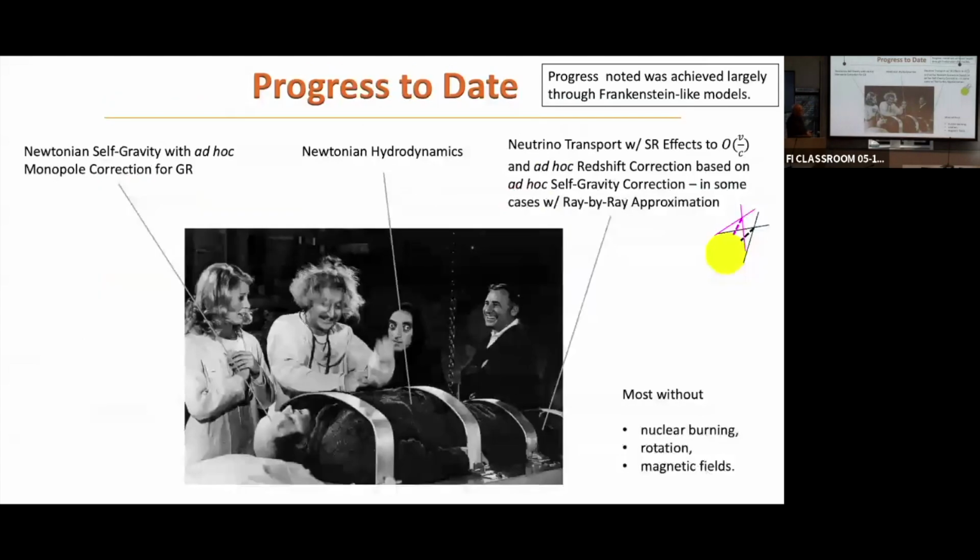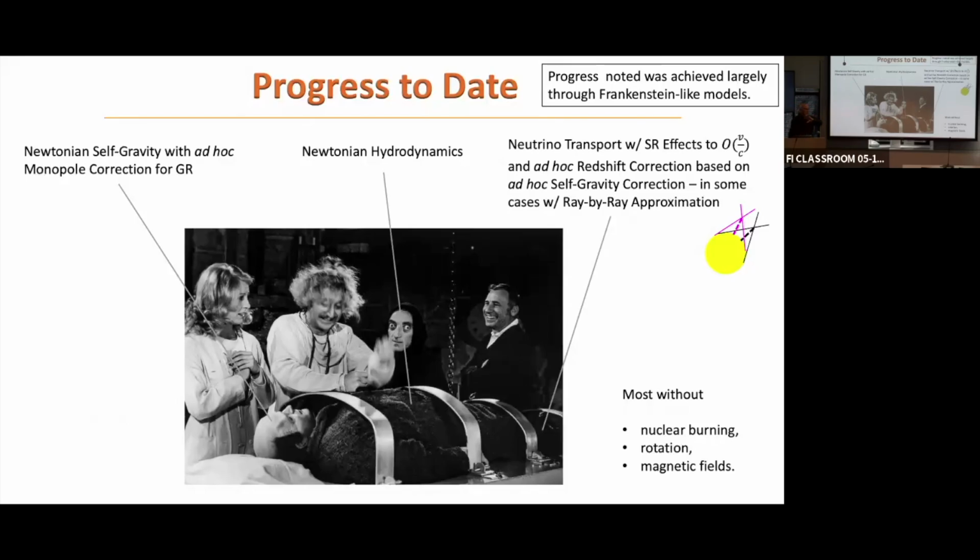Okay, so progress to date. Basically, I would say that progress to date was achieved through Frankenstein-like models. This is one of my favorite movies. So what do I mean by that? Well, the way gravity is treated, it's treated with Newtonian self-gravity, and there's an ad hoc monopole correction for GR.